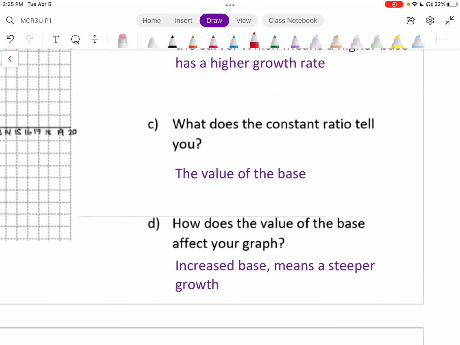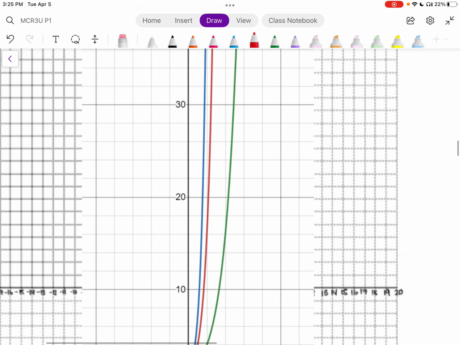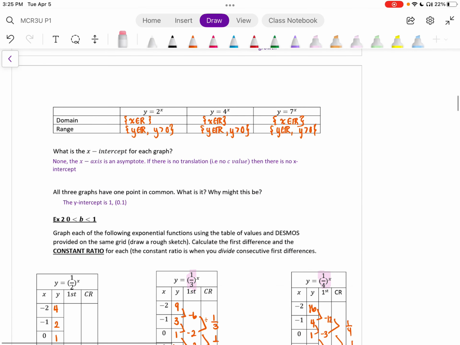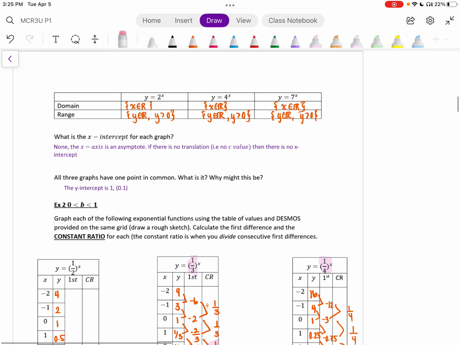The constant ratio tells us the value of the base. So just like the constant ratio was 2, the base is 2. Constant ratio was 4, base is 4. Constant ratio was 7, base is 7, sorry, right? And increased base means that it's a steeper growth, right? So something that was growing using this model is growing slower than something that was using this one. So just the larger the base, the steeper the growth, right? And if we compare this back to our R naught value, that makes sense. The higher the R naught value of a virus, the faster it grows and spreads.